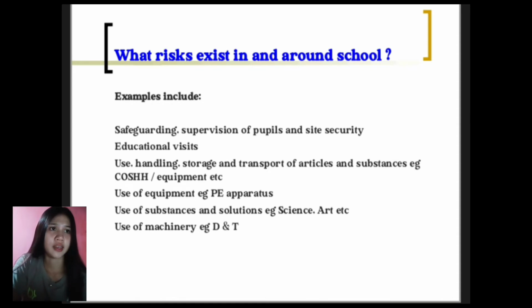So what risks exist in and around school? Samples include safeguarding, supervision of pupils, inside security, educational visits, use, handling, storage, and transport of articles and substances, e.g. clothes, treatments, etc. Other samples include use of equipment, e.g. PE apparatus.